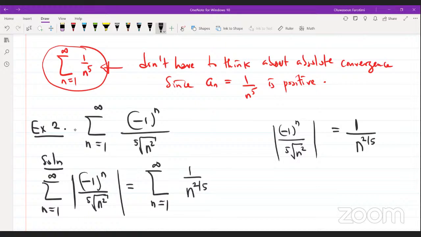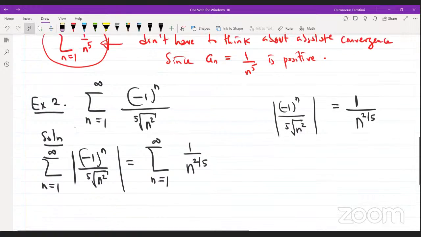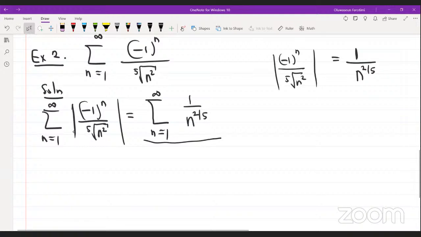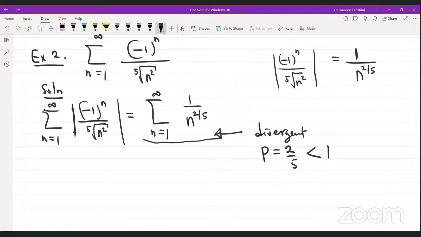So over here now, what kind of thing is this guy? I can still use the p-test, right? This guy is divergent. Why does it diverge? Because p, which is 2 over 5, is less than 1. And that's still the p-test. So if this guy diverges, what does it tell us, guys? It means the original series is divergent. Okay, so this is when you use absolute convergence.